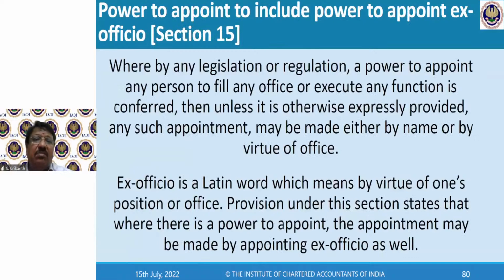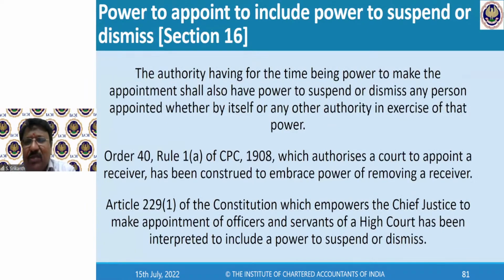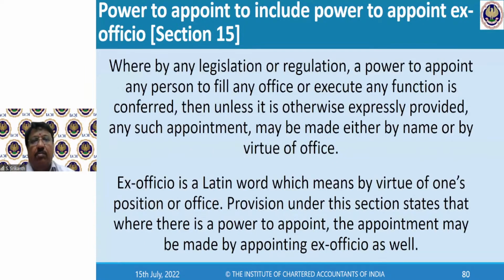Section 15. Well, I gave you an example. So many examples I gave you, Vedant. You are not able to understand what to do. Sir, suppose we gave an example here. So two clear examples are given. Court has the power to appoint a receiver. Okay, sorry, 15. 15 is ex officio. What is your doubt?